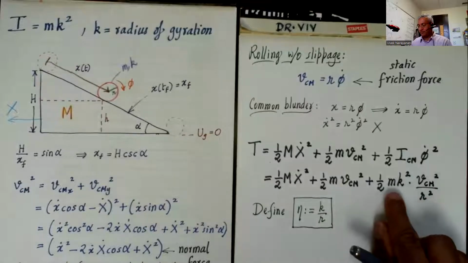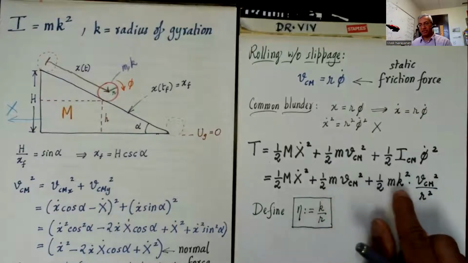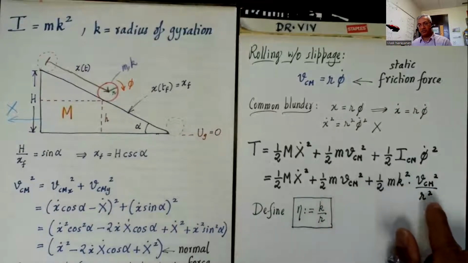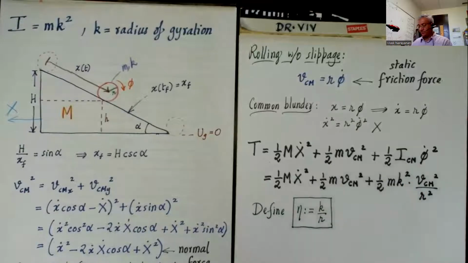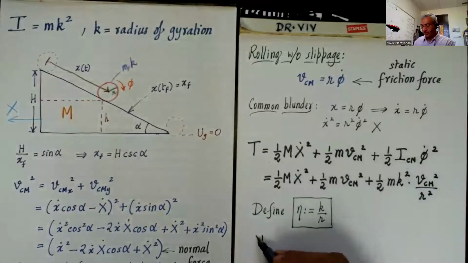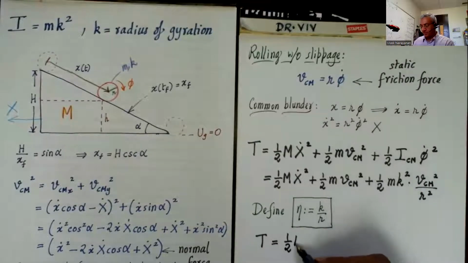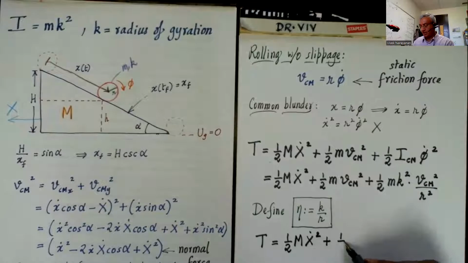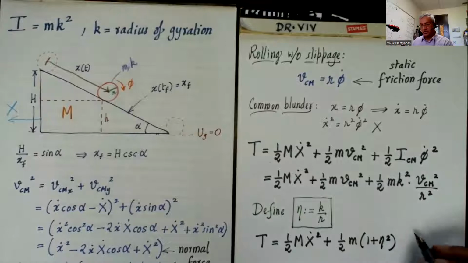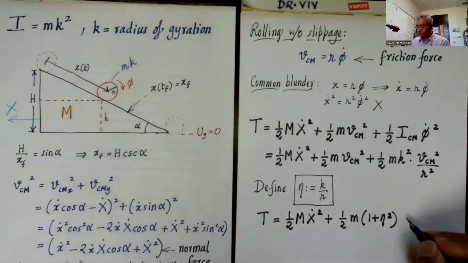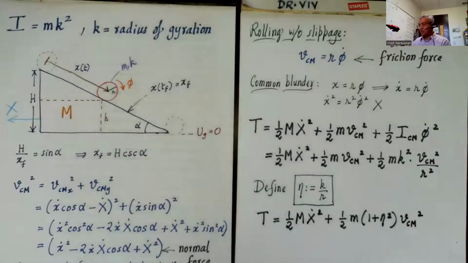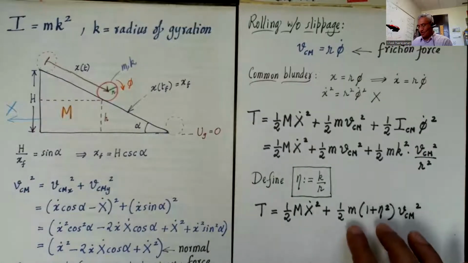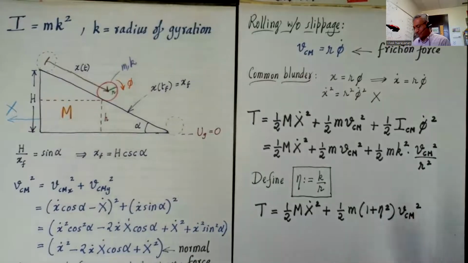Now observe that you have 1/2 m v squared here and 1/2 m v squared. So you can take that eta squared, which is k squared over r squared, together with that and write a simplified kinetic energy term. The simplified kinetic energy term is 1/2 m x dot squared plus 1/2 m times (1 plus eta squared) times V_CM squared.